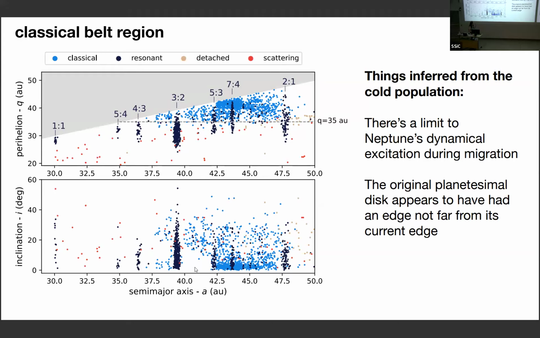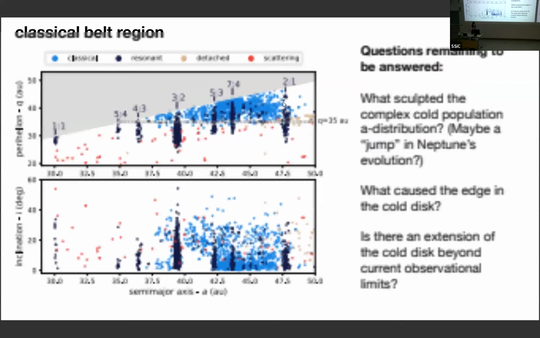So some things we have made really good progress on inferring, especially from this area of the TNO populations. We know that there's a limit to how excited you can make Neptune as it's arriving in its final orbit, because you have to preserve these really low inclination, low eccentricity orbits. And if you make Neptune too dynamically excited, you will destroy those. There's also this edge in the cold population, and that is a little uncomfortably close to the 2-to-1, but that's a real edge. It's not an observational bias. And that seems to be indicating some real edge in the original planetesimal disk. But that's still a little bit open to debate.